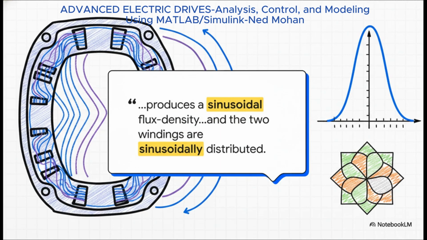Now, the beautiful thing here is that this interaction isn't random at all. It's perfectly predictable. And that's because the machine is designed with an incredible amount of symmetry. The windings are placed in this perfect sinusoidal pattern all the way around the stator. This physical symmetry is exactly what allows us to create such a beautifully simple mathematical model.